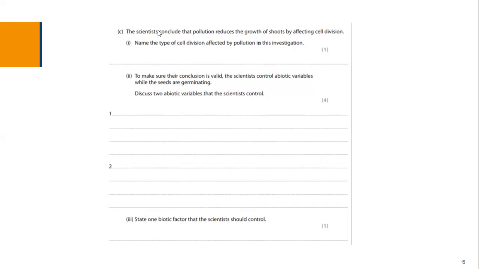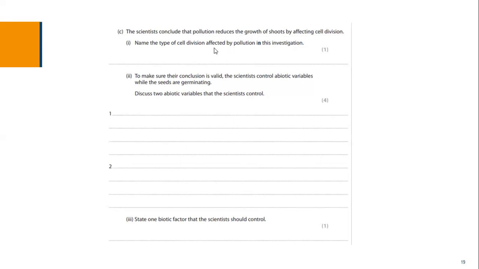So the question is about pollution reducing the growth of shoots by affecting cell division. First part of the question, name the type of cell division affected by pollution. So it's asking them to name the type of cell division involved in the growth of shoots.